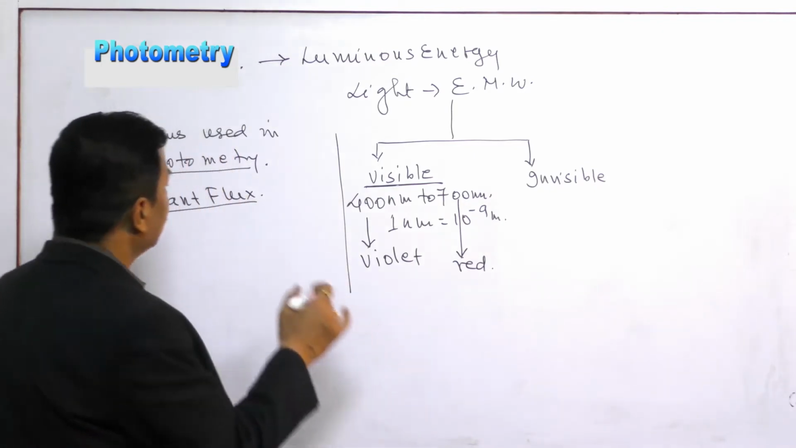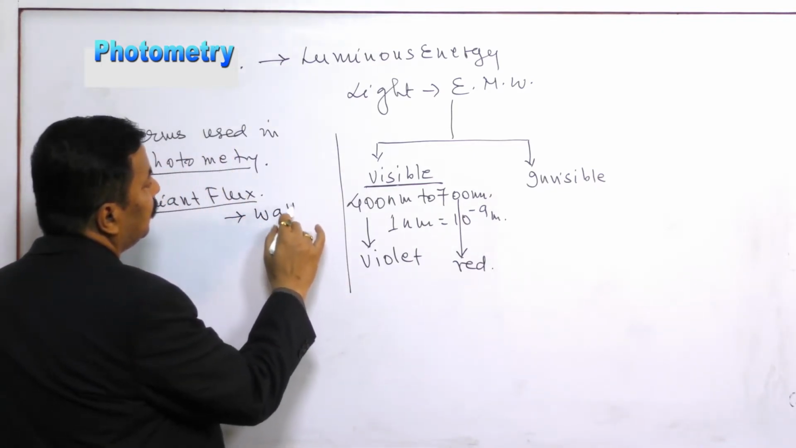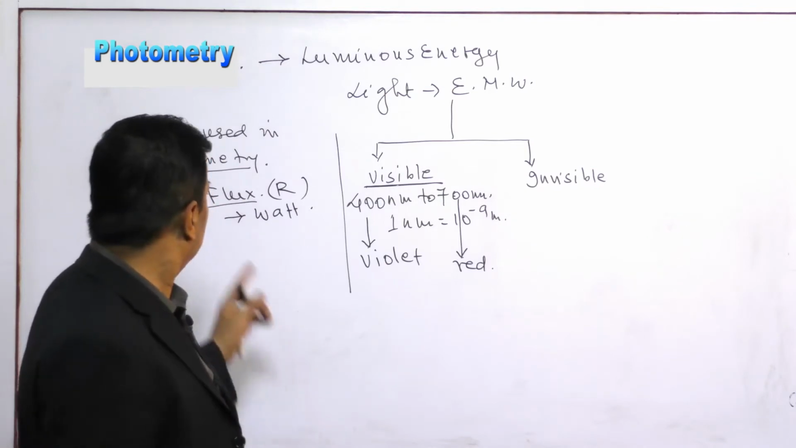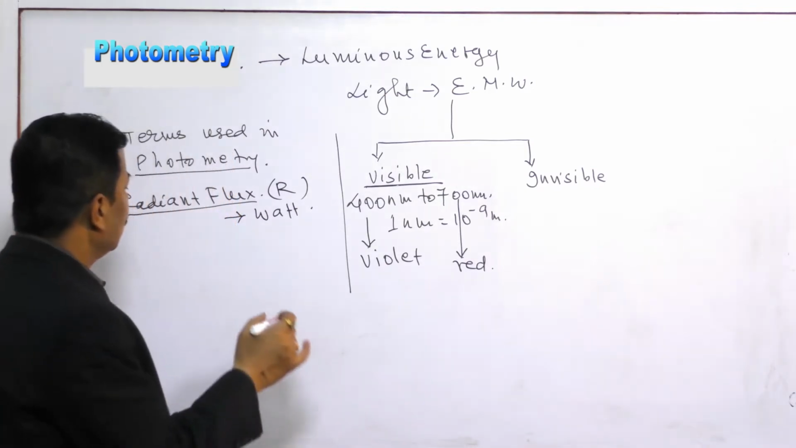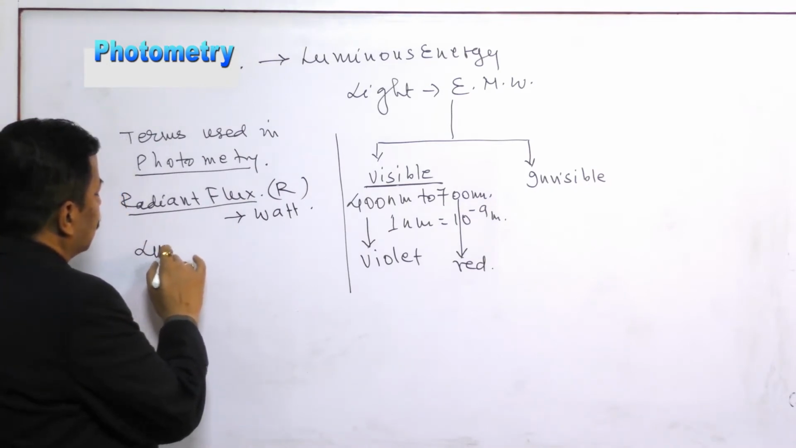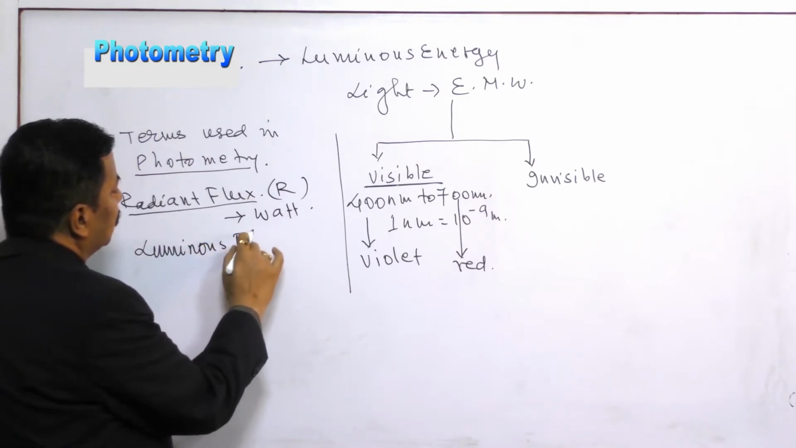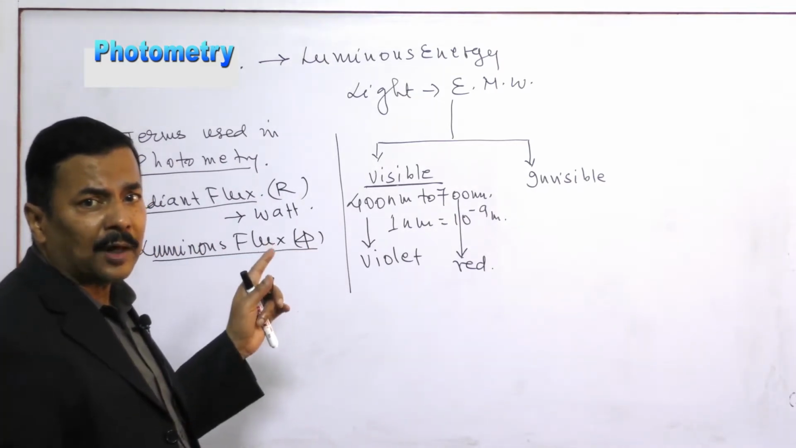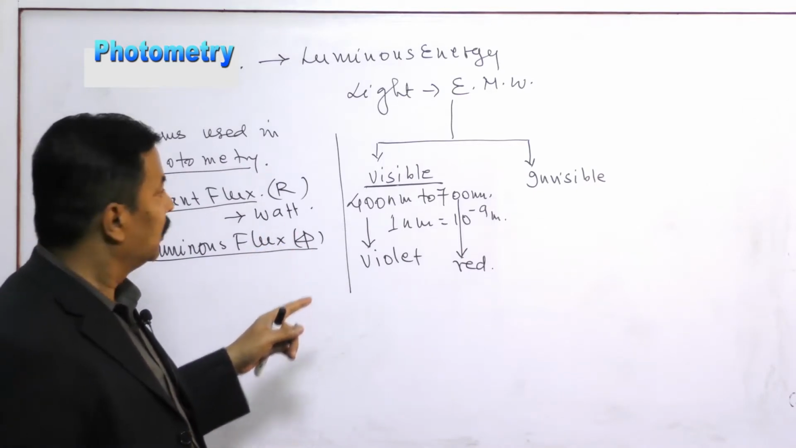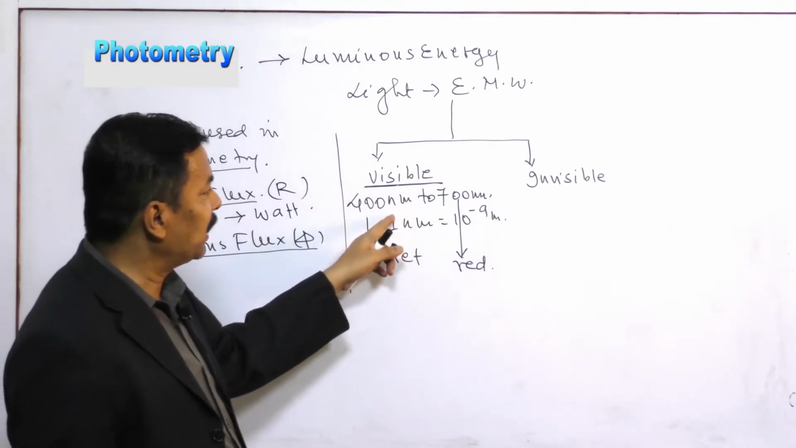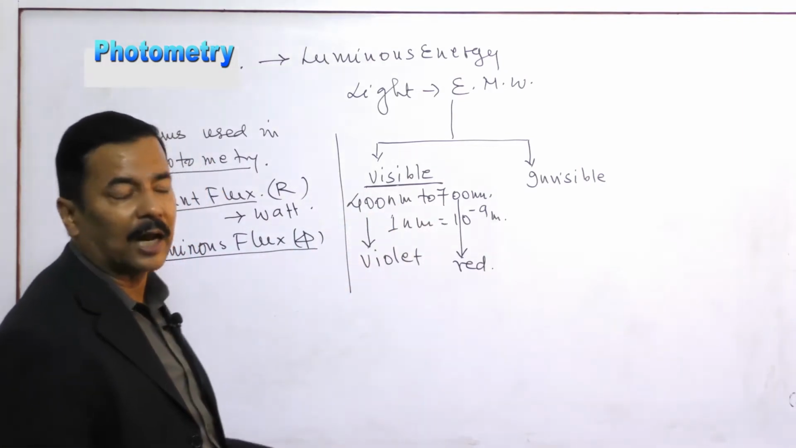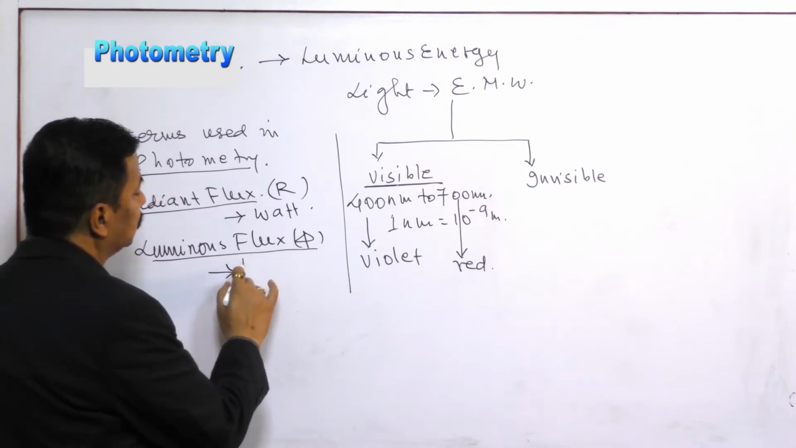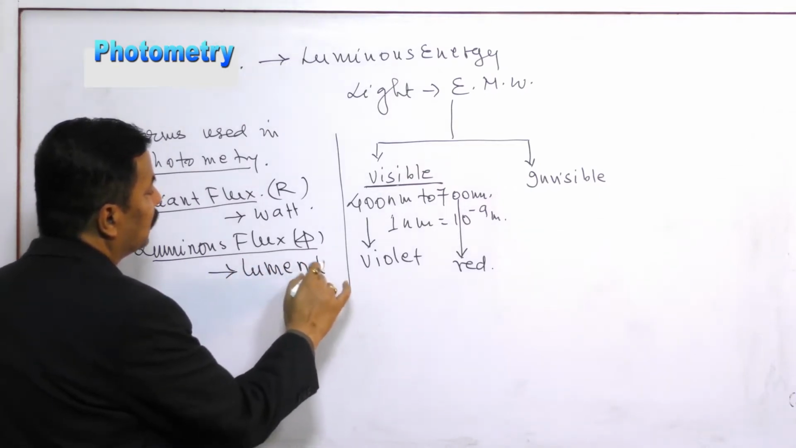So what should be its unit? Its unit is watt. I will represent it by the symbol R. Now after this radiant flux, I would like to introduce a new term, that is your luminous flux. Symbol I will give as phi. Luminous flux is luminous energy emitted per second. This is total energy, and this is luminous energy emitted per second, that is from 400 nanometer to 700 nanometer. So luminous flux has got a specific unit, that is your lumen. Symbol is your Lm.